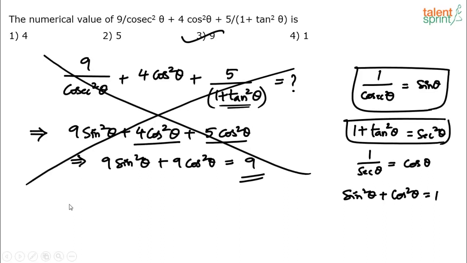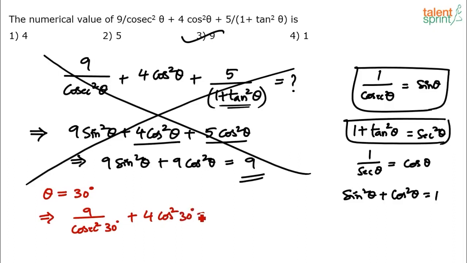Theta equals 30. So you see the solution that we have done in black here involves multiple steps and many identities. But now let's say theta equals 30. What happens if you take theta equals 30 degrees? Substitute. Now cosecant square 30, right? What will happen? Then this will become 9 by cosecant square 30 plus 4 cos square 30 plus 5 by 1 plus tan square 30.